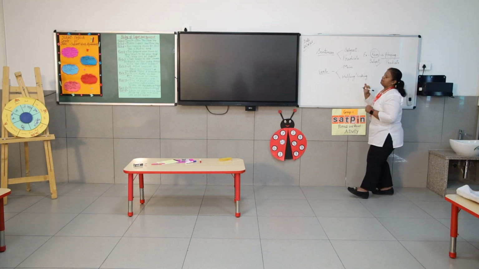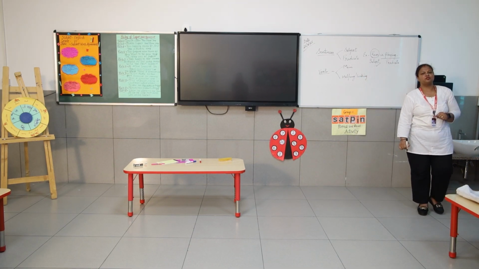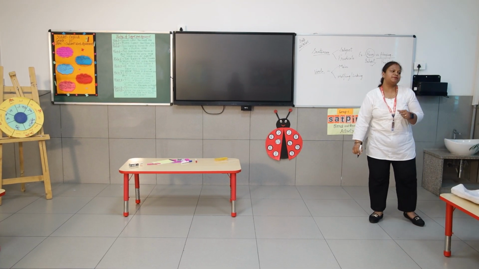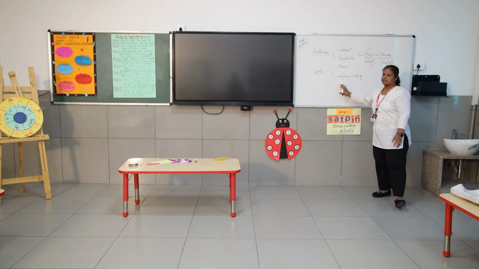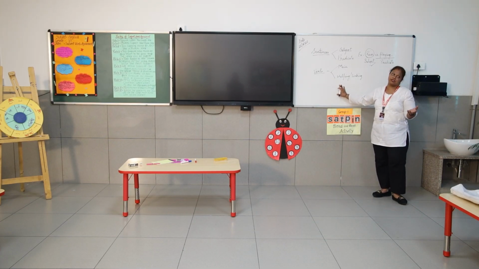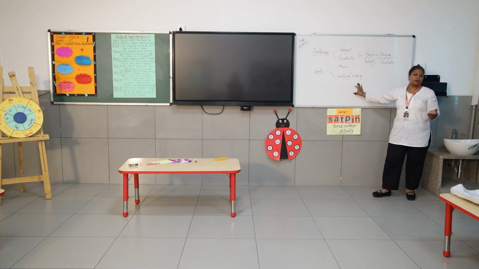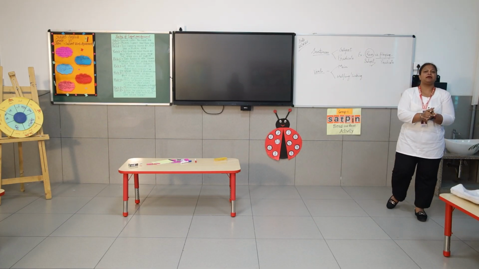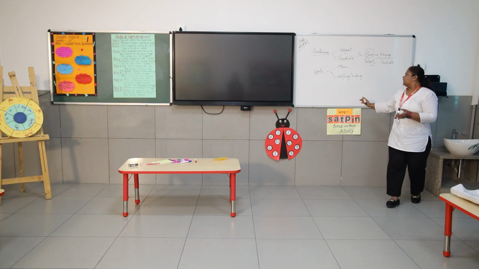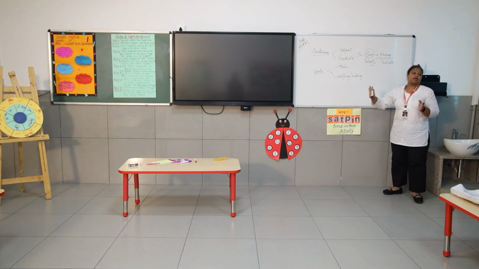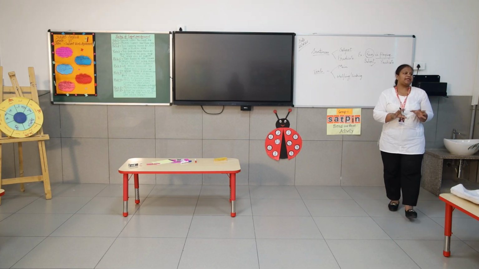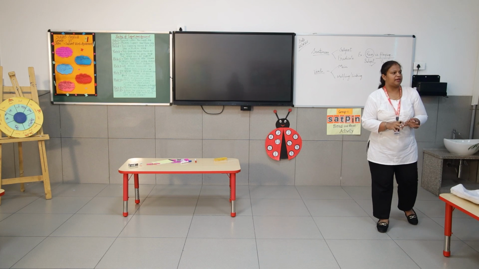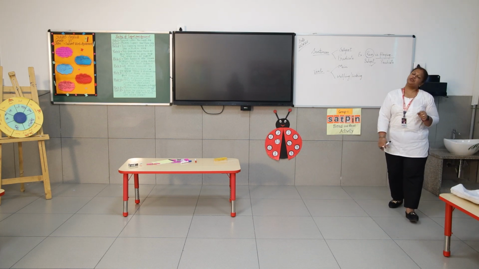So verbs are mainly divided into main verbs and linking verbs or helping verbs. They both are necessary. Main verbs tell you what action is going on, and linking verbs or helping verbs link the subject to the rest of the sentence. So linking verbs can be divided into 3 main categories: the be family, have family, and the do family.